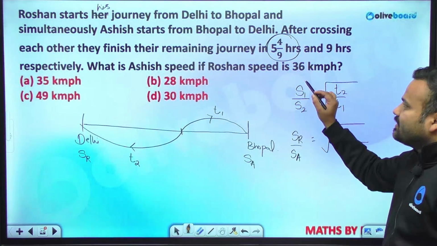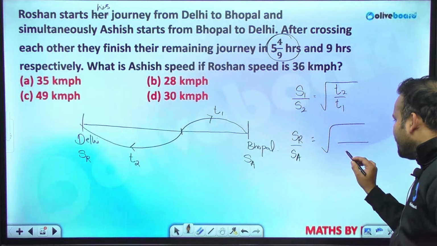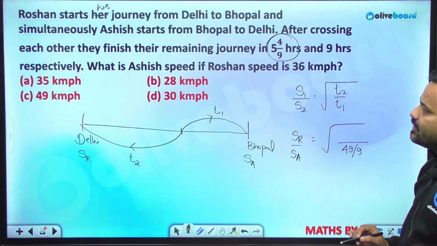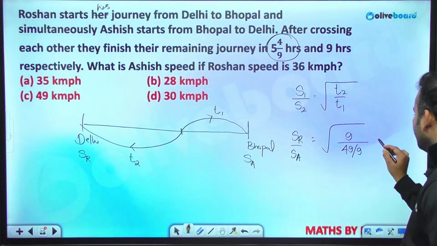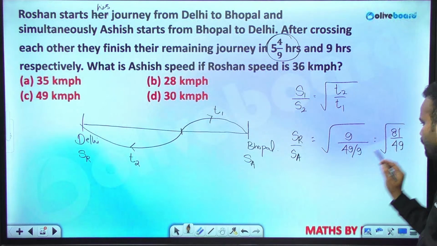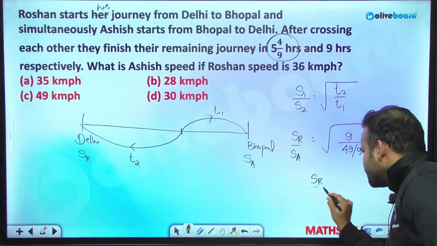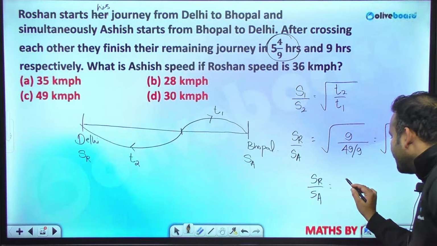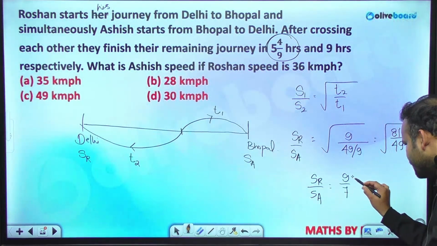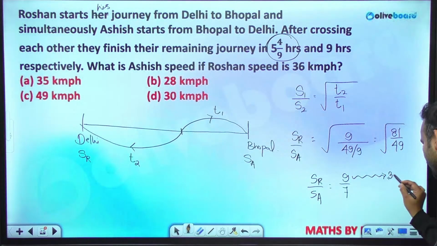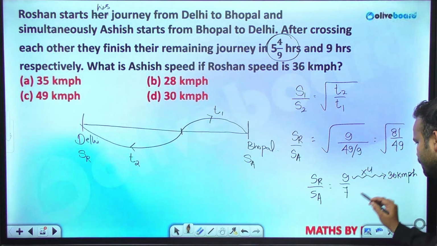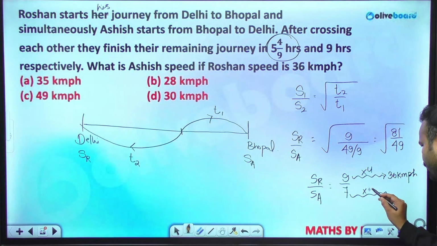54 by 9 is nothing but 45 plus 4, that is 49 by 9. And the tenure of Ashish is 9. So this is under root 81 by 49. So we can just say the speed of Roshan to the speed of Ashish will be 9 and 7. These are the respective ratios of the speed. The speed of Roshan is given as 36 km per hour, which is 4 times. So the speed of Ashish will be 7 into 4, that is 28 km per hour.